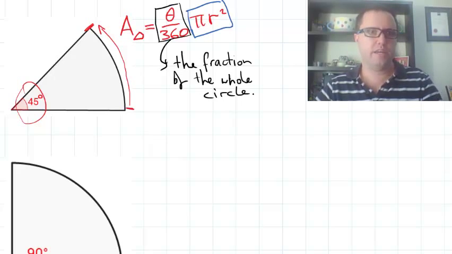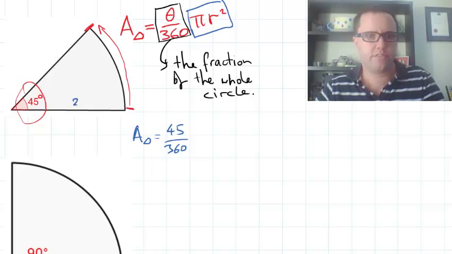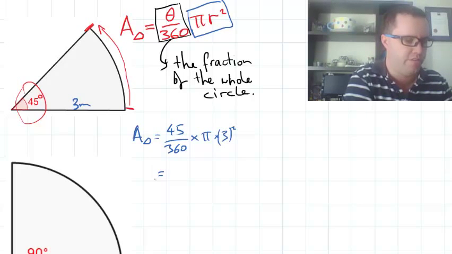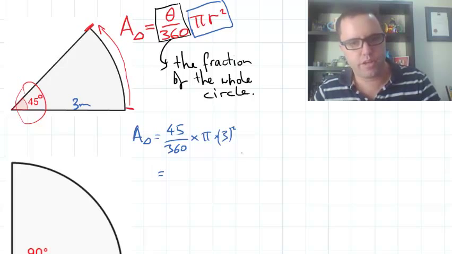So for this one, it would be 45 over 360. The area of this sector would be 45 over 360, and let's say the radius is 3 meters, times pi times 3 squared. Put it in brackets for the fun of it. You'll find that 45 over 360 is 1 over 8. So 1 over 8 times pi times 3 squared is 3.53 meters squared.